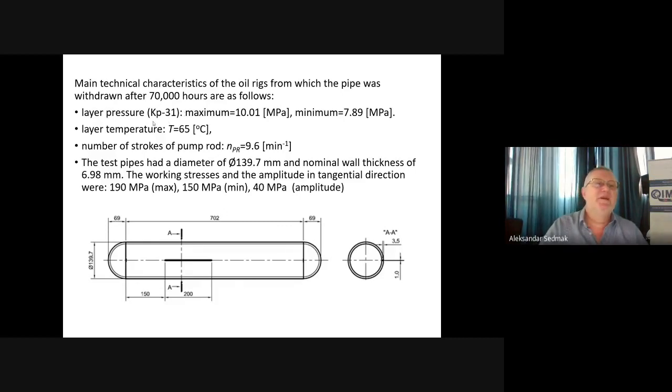So we know that pressure is going from maximum 10 to minimum 7.89 megapascals. So there is an amplitude of loading. We know the number of strikes. We know all dimensions. So working stresses are 190 and 150. Amplitude is 40. This is the geometry. And actually, in this case, we tested two pipes, old and new. With new one, we made artificial crack with 200 millimeters long defect, which is half the thickness into depth. So 3.5 millimeters out of 7, which is the thickness approximately.